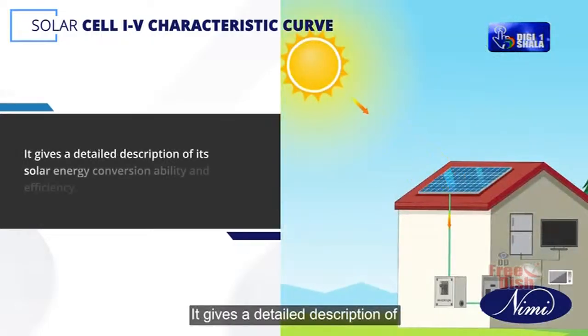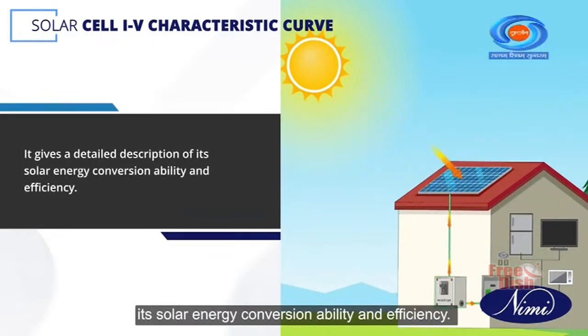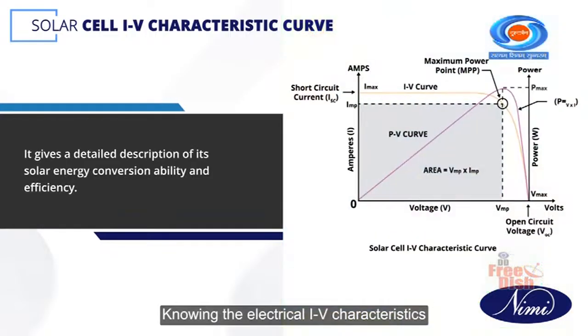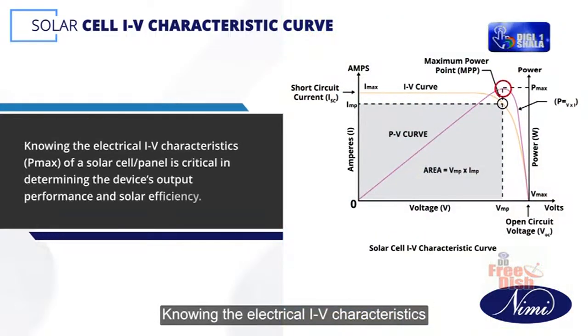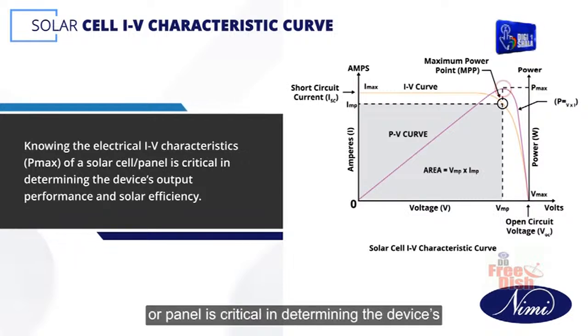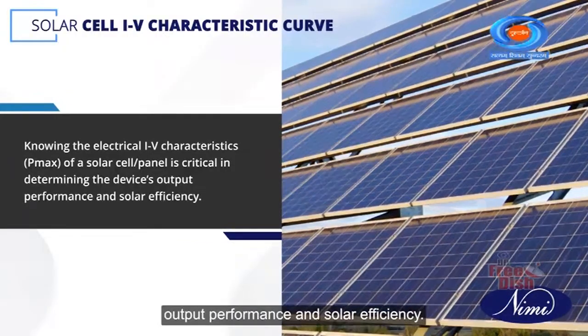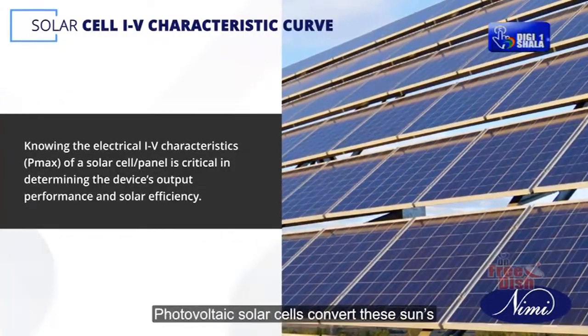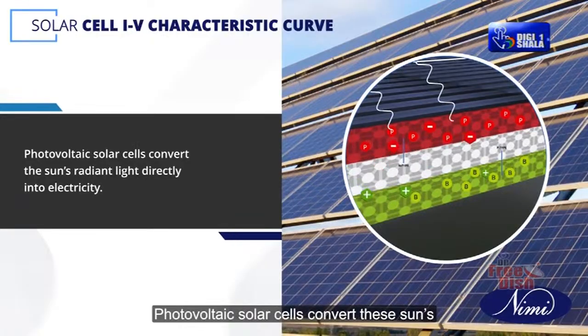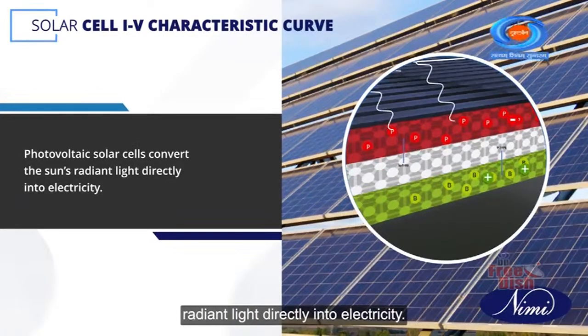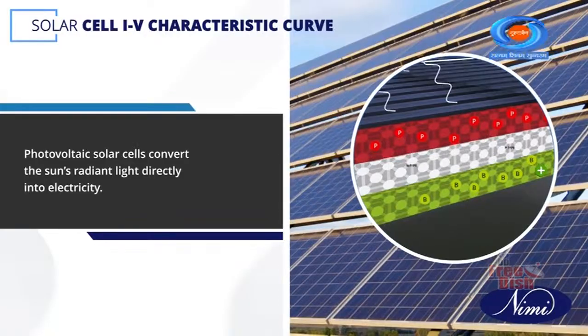It gives a detailed description of its solar energy conversion ability and efficiency. Knowing the electrical IV characteristics, more importantly P max, of a solar cell or panel is critical in determining the device's output performance and solar efficiency. Photovoltaic solar cells convert the sun's radiant light directly into electricity.